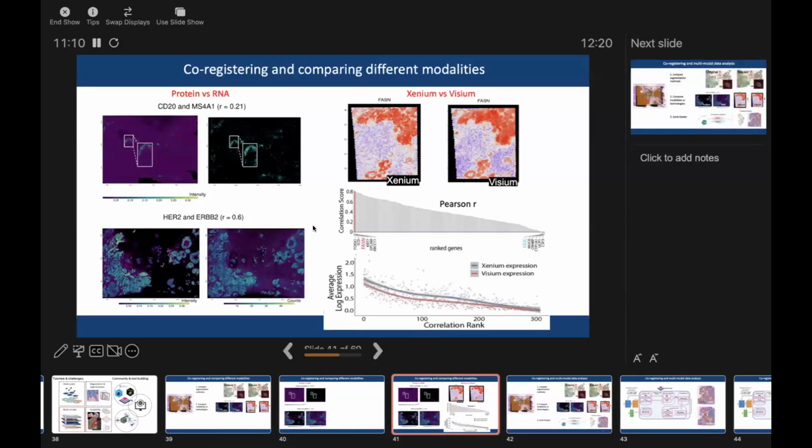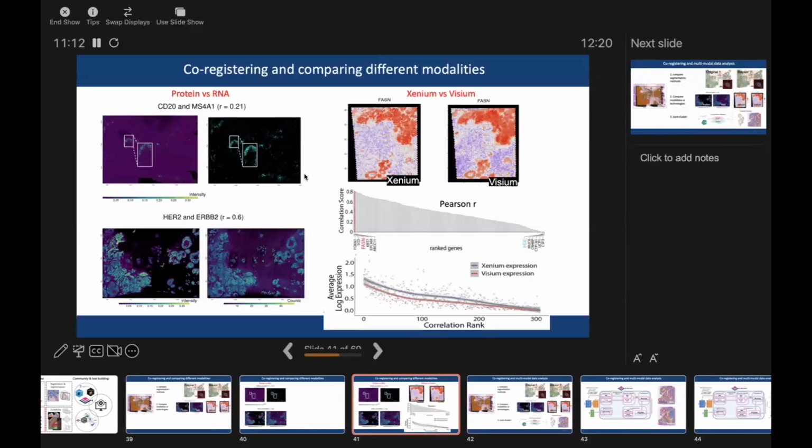A more interesting analysis is that you can now start comparing across different technologies and think about whether they actually agree with each other, or what is happening. So here we're looking at genes that we find in both Xenium and Visium. And we ask ourselves, do they spatially correlate? And what you see here, for all the genes on the x-axis, is that some of the genes have a very high correlation, for example this one, FASN, but others do not really have that high correlation.